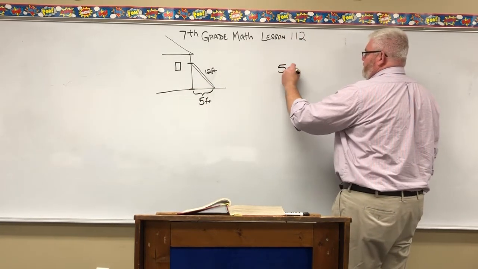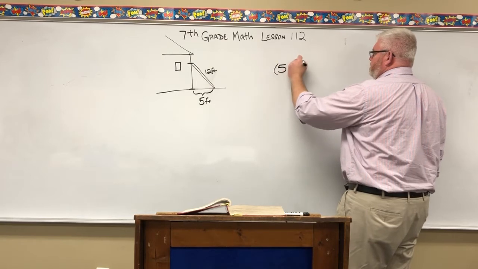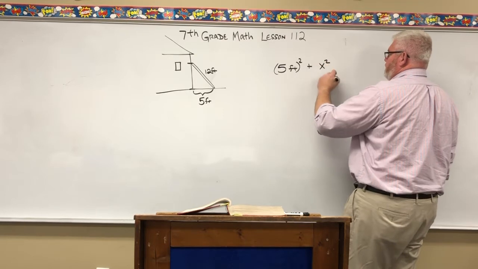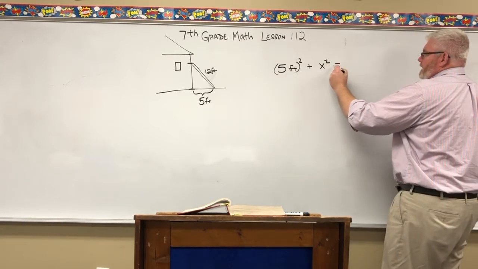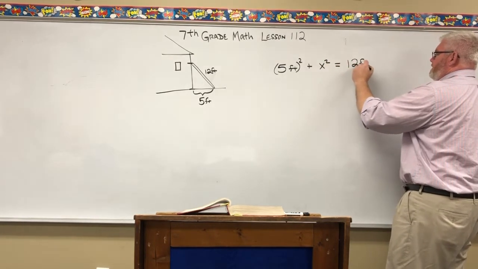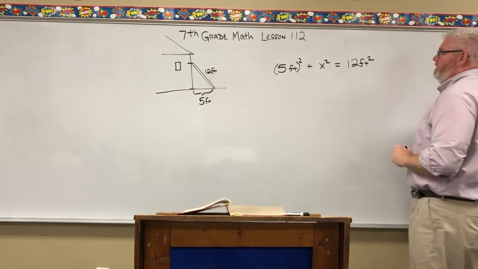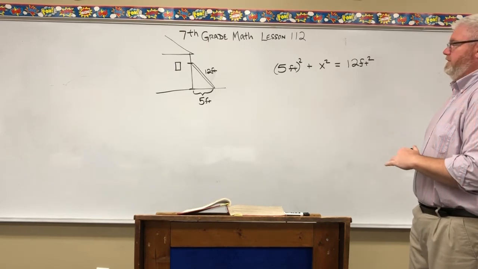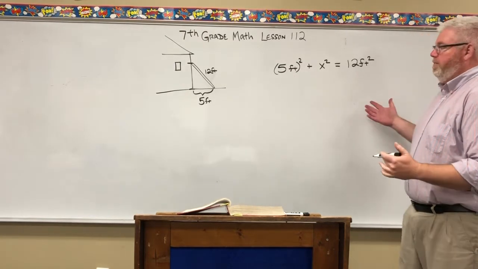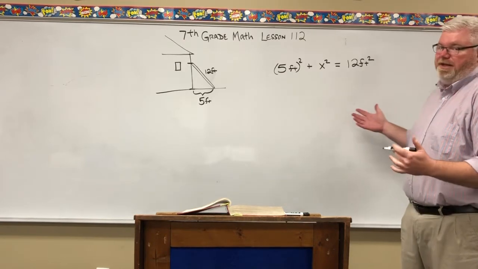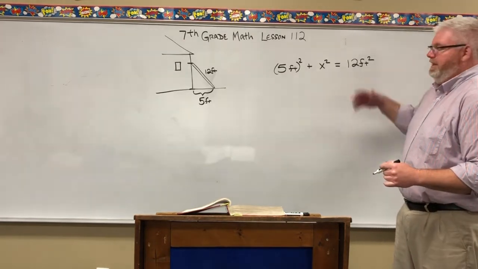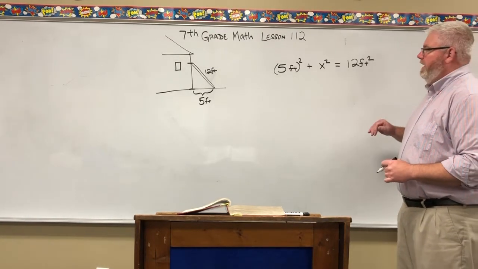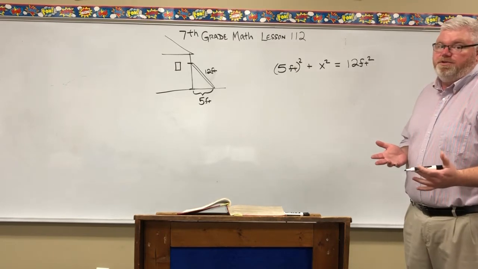So it's going to be 5 feet squared plus what we don't know is the height. We'll let x be the height, x squared. And that's going to equal 12 feet squared. Because a squared plus b squared equals c squared. Now, in this case, we don't have a triple. If you remember those triples that we had, we don't have that in this case. It doesn't work that way. However, what we do have is the Pythagorean theorem that we can use to solve this.